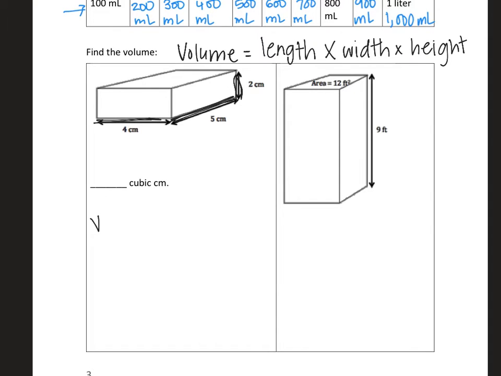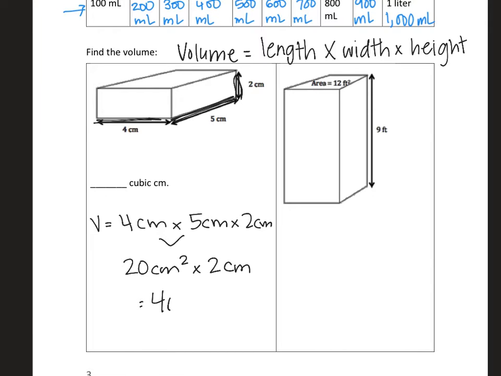So I'm going to come down here and write my equation. 4 centimeters times 5 centimeters times 2 centimeters. 4 centimeters times 5 centimeters is going to give me 20 square centimeters. And then I'm going to multiply that by 2 centimeters. All right, when I multiply 20 times 2, that's going to give me 40 cubic centimeters. So the volume of this prism is 40 cubic centimeters.